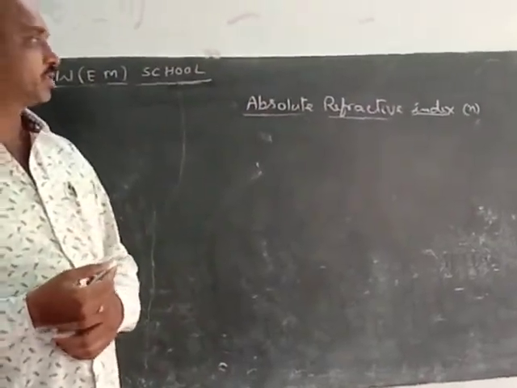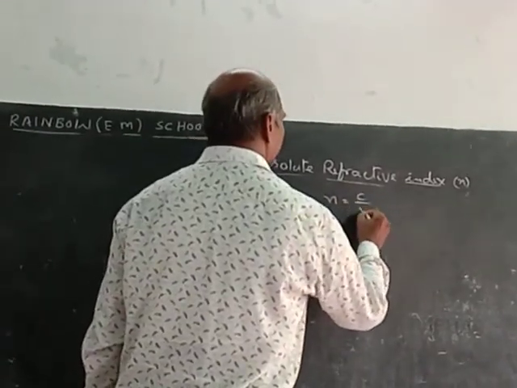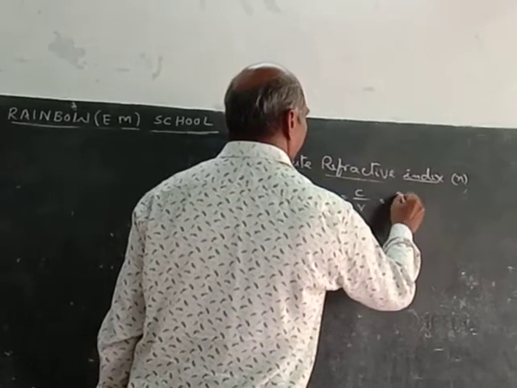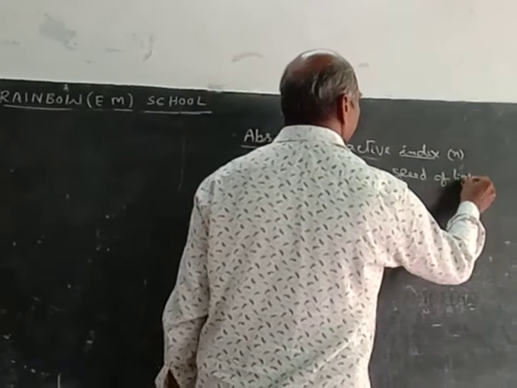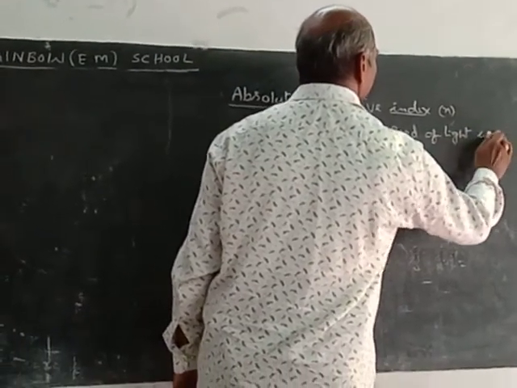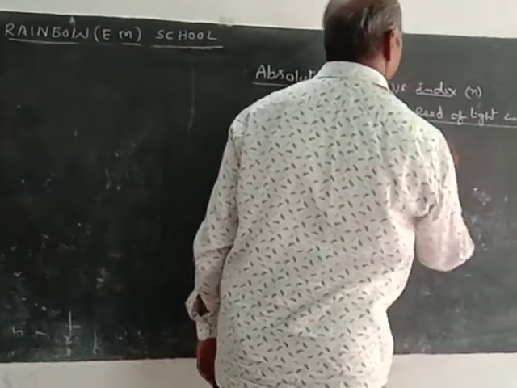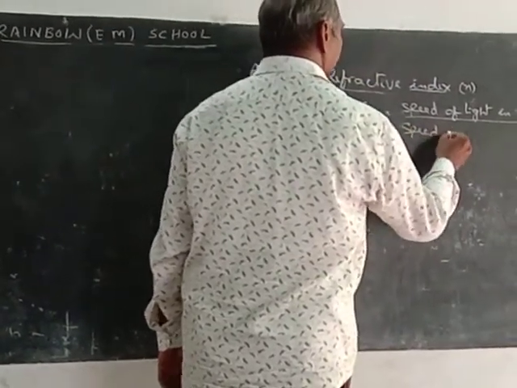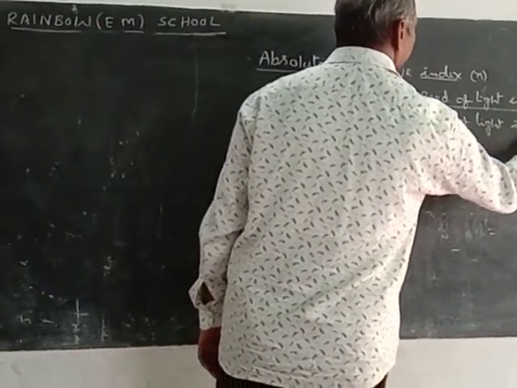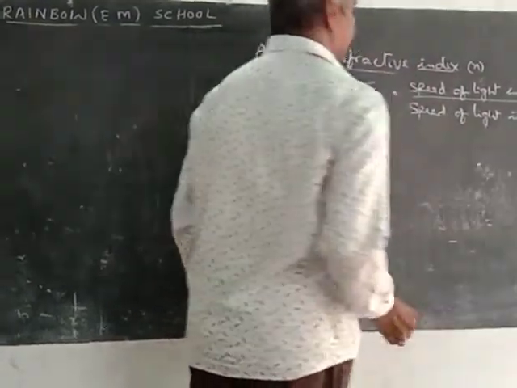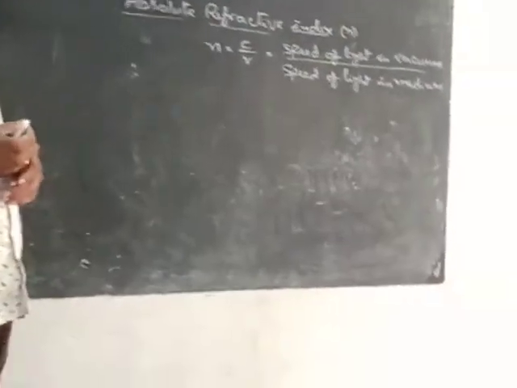Absolute refractive index is denoted by the letter N. N is equal to C by V. What is C? Speed of light in vacuum. V is the speed of light in medium. Absolute refractive index or refractive index.